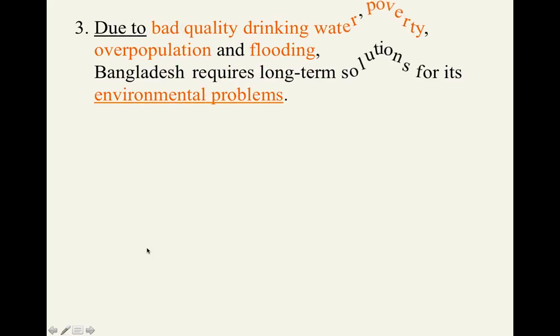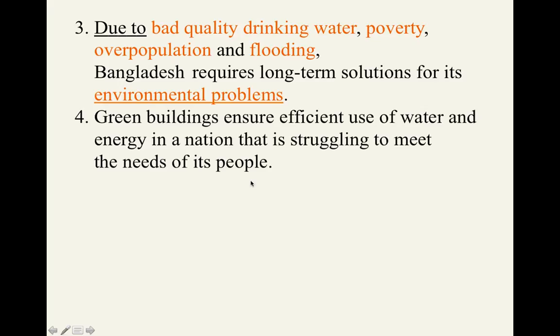And then the next point: due to bad quality drinking water, poverty, overpopulation, and flooding, Bangladesh requires long-term solutions for its environmental problems. These are the reasons, right? And then green buildings ensure efficient use of water and energy in a nation that is struggling to meet the needs of its people. So green buildings maybe can solve the problem in Bangladesh. Ensure means to make something very certain.